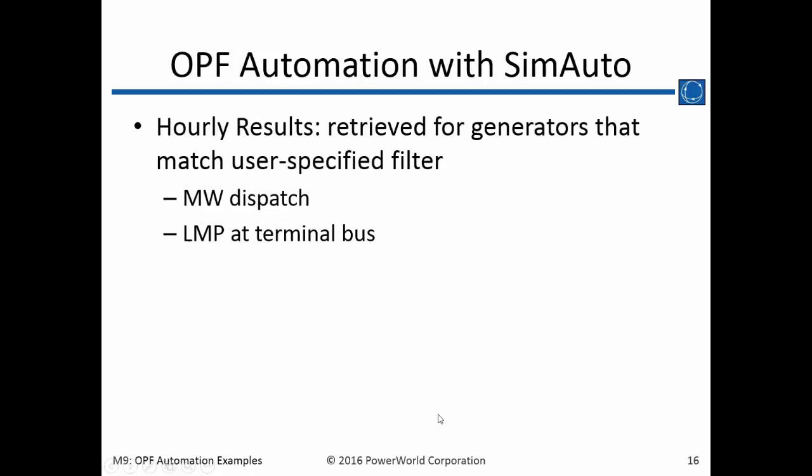And then the process that it goes through is it'll solve each hourly time point. At each hourly time point, it'll push data into Simulator from the database, solve the optimal power flow, and then retrieve some fields. There's just a couple fields that get retrieved: the megawatt dispatch for each generator and the LMP at each generator's terminal bus.